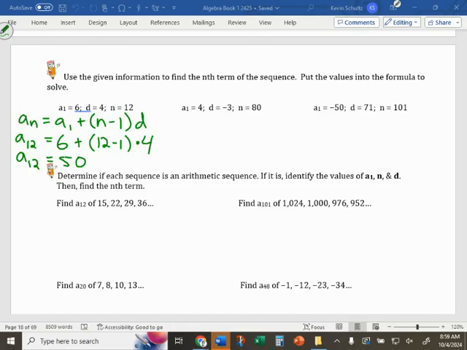Okay? This is much more efficient than what we were doing on the previous page, where we just add 4 over and over and over again 12 times, especially when you're looking for the 80th term of the sequence. You don't want to have to subtract 3 80 times by hand like we did in the previous page. We have a formula. Or the 101st term, add 71 101 times. No thanks. I'd much rather use this equation here.